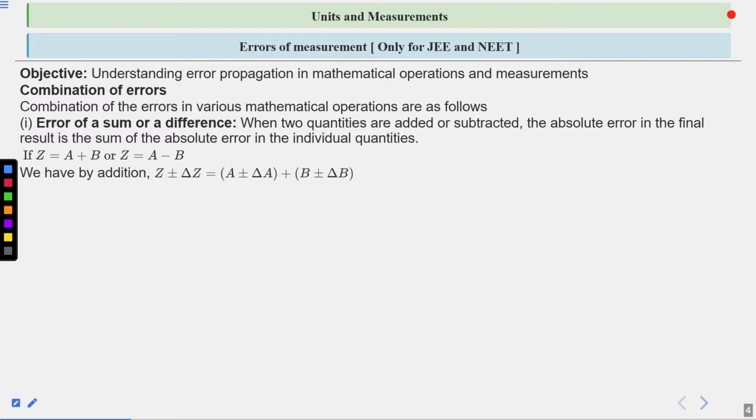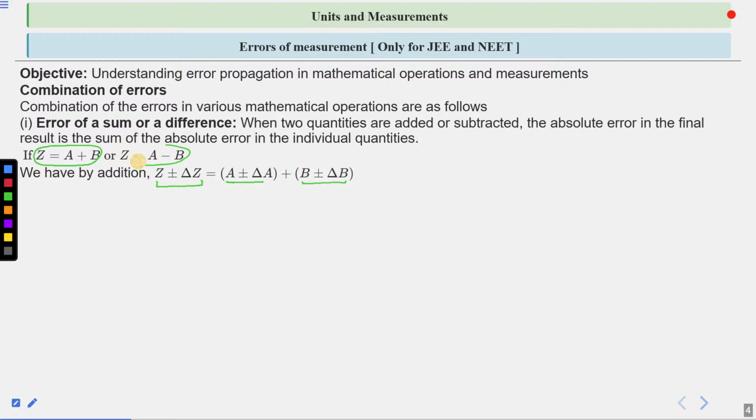We have by addition Z plus minus delta Z is equal to A plus minus delta A plus B plus minus delta B. Here we have quantities Z is equal to A plus B and Z is equal to A minus B. Now if we talk about Z is equal to A plus B, in that case the error in Z is Z plus delta Z. The error in A is A plus delta A, and the error in B is B plus delta B.